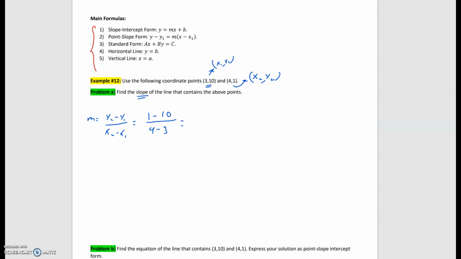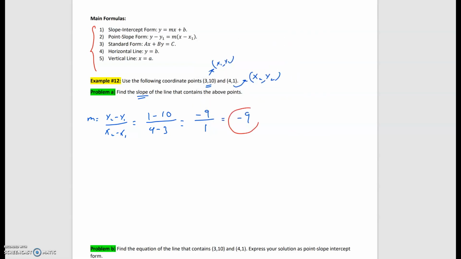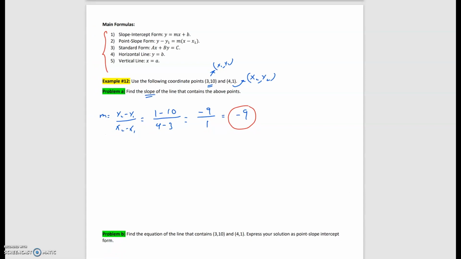So we're looking at negative 9 over 1, which happens to be negative 9. That would be the slope of the line that contains those 2 points. Let me double check the algebra. Your y2 is 1 minus 10, and then the 4 minus the 3, which happens to be the 1. That's actually it for the first portion.